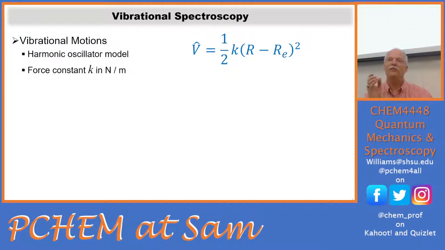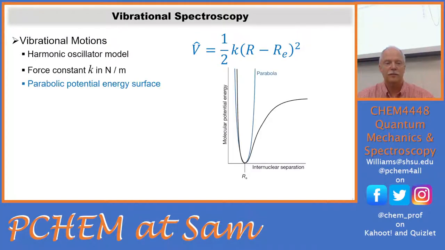If you have a really tight force constant, you have a steep potential, and if you have a really flimsy force constant, you have a weak and flat potential with lots of motion. So low frequency would have a low force constant, and a high frequency would have a really large force constant. And so you end up with this parabolic potential energy surface curve.